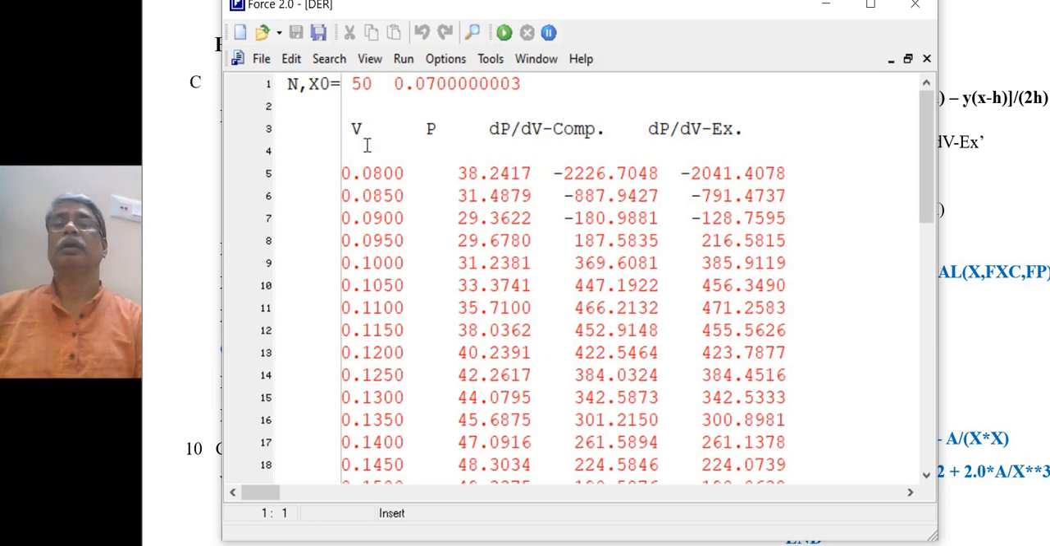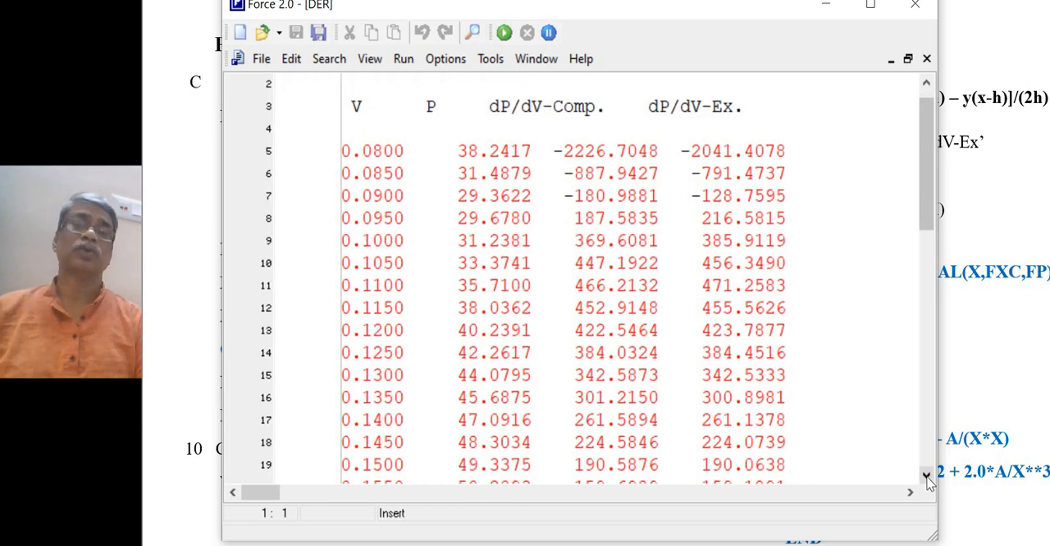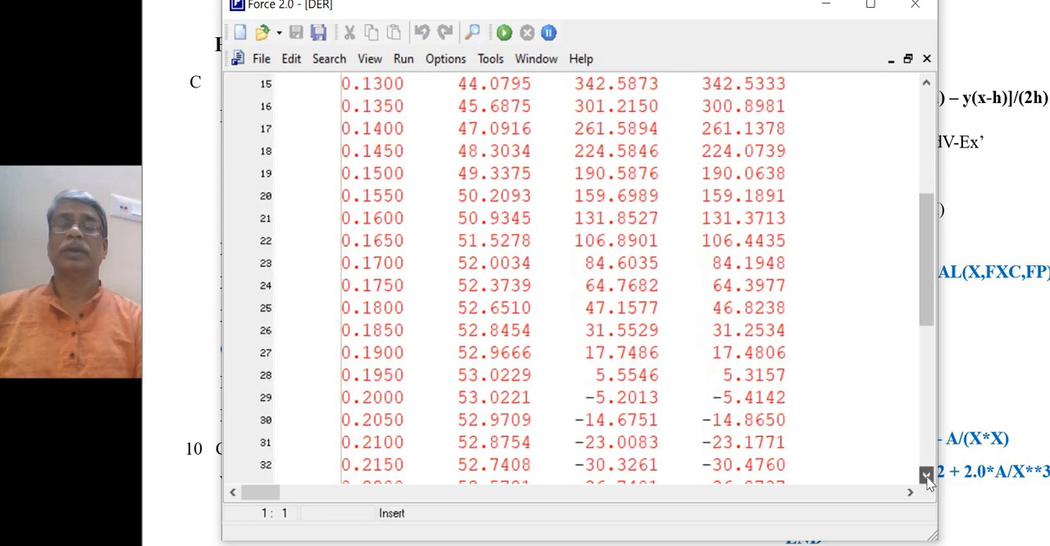So as I have put n equal to 50 and x0 is given as 0.07, at an interval of 0.005 it gets the v values, it evaluates the p, that is the function value, and then it evaluates the derivative values and the exact derivative values. And the interesting point is that over the whole range of v, if you plot p as a function of v for the Van der Waals equation, there are three different regions. First the slope is negative, then the slope is positive, and then again it becomes negative. So that we will see from the results as well.